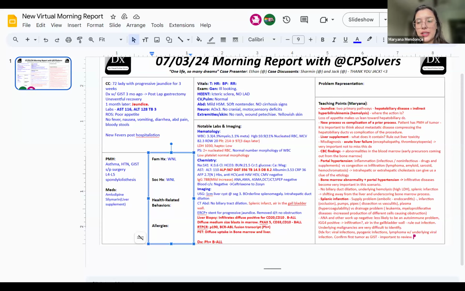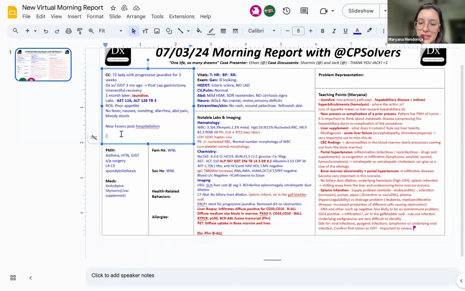For this splenic infarction, you have to think about a supply problem versus a drainage problem. If we think about a supply problem, a good way to do that is to think about pumps, pipes, and plasma: dissection versus vasculitis are the main important causes when you think about pipes, and hypercoagulability if we think about plasma. In a drainage problem, we can have increased cells decreasing the drainage of the blood and causing a problem in the spleen. So we have to think about leukemia and myeloproliferative disease.